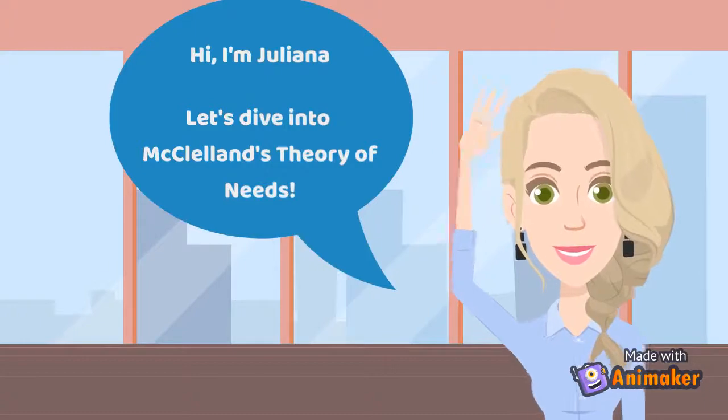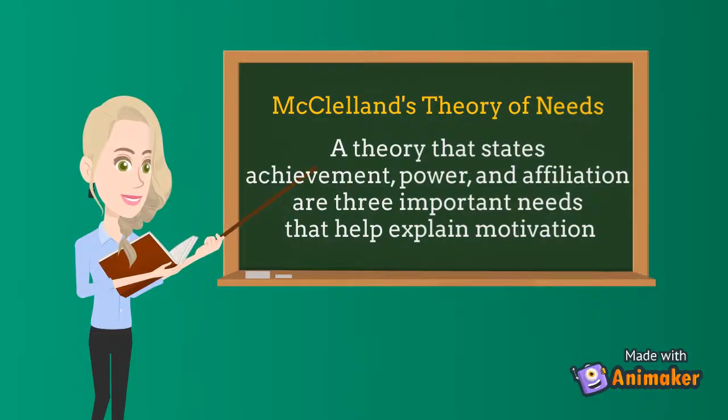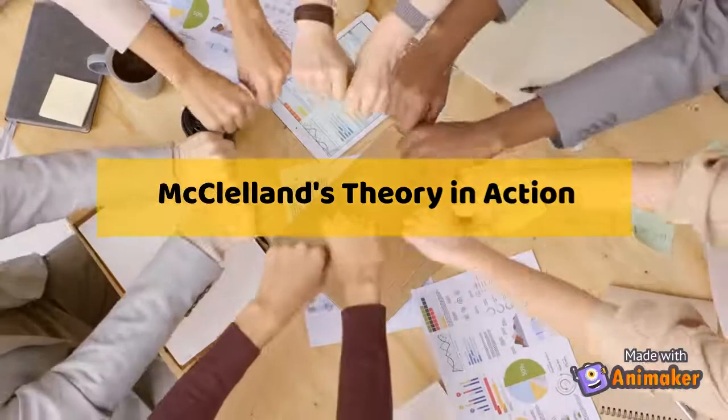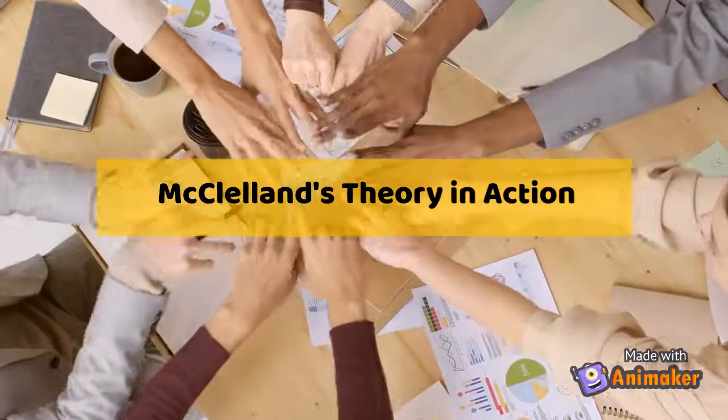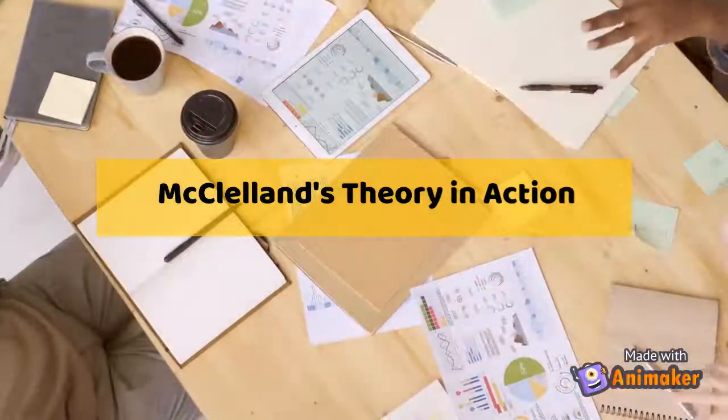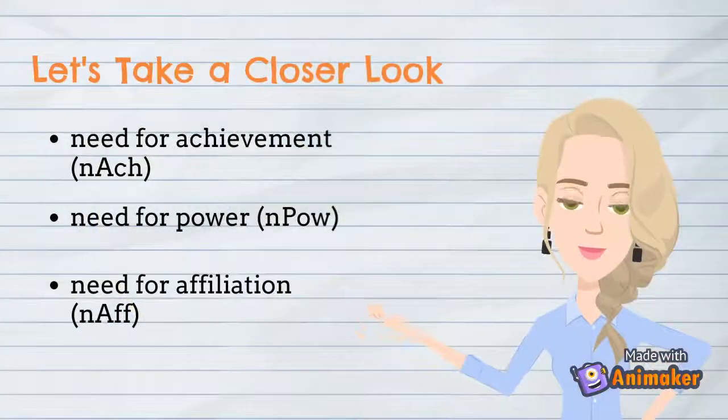Hi, I'm Juliana. Let's dive into McClelland's theory of needs. From our textbook, McClelland's theory states that achievement, power, and affiliation are three important needs that help explain motivation. Here's how McClelland's theory can apply to daily situations at work. Let's take a closer look.